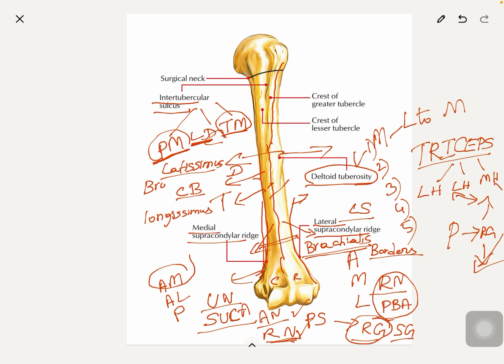The long head takes origin from the scapula. The lateral head and medial head take origin from the posterior surface of the humerus. Above the radial groove, the lateral head. Below the radial groove, what head? Medial head. So we have completed the shaft of the humerus. Now we will move on to the lower end of the humerus.